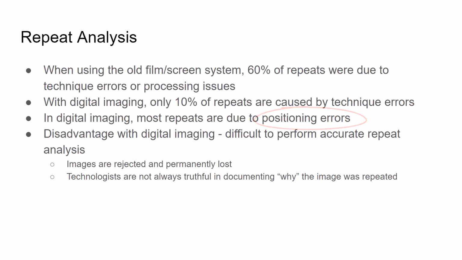A couple of huge disadvantages to digital imaging is that rejected images can be permanently lost, and the technologists aren't always truthful in documenting, if they document at all, the reasons why the image was repeated. These make it very difficult to perform accurate repeat analysis. There are ways we can go back and review images, but those methods may require administrator access. The important thing to remember is there is always going to be an electronic trail to follow if needed.